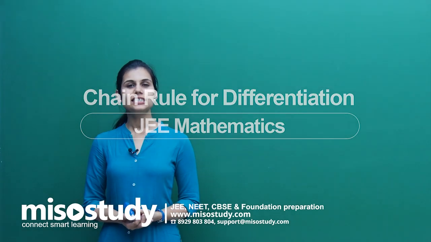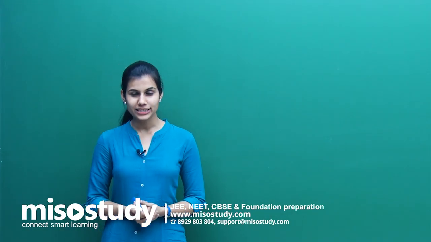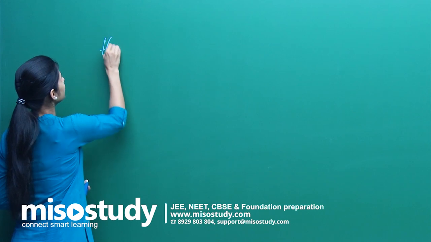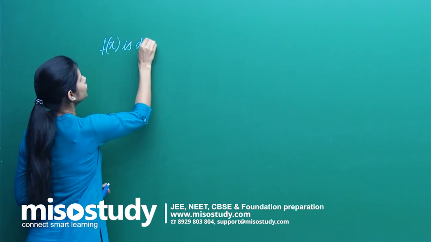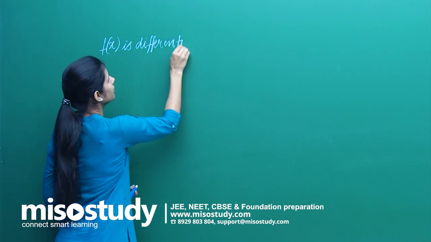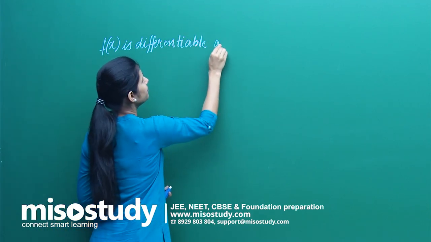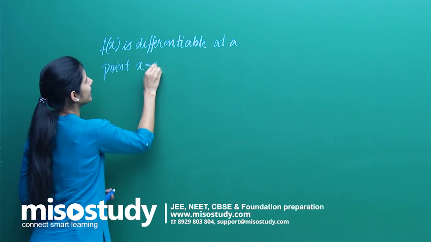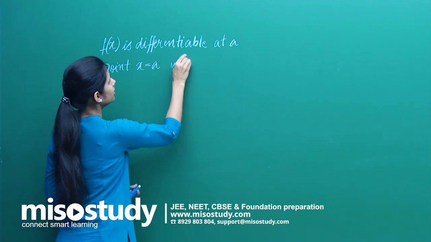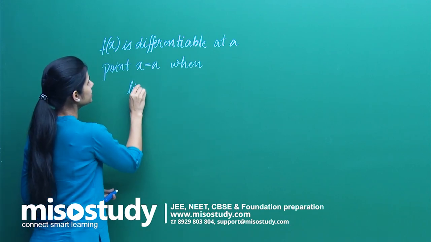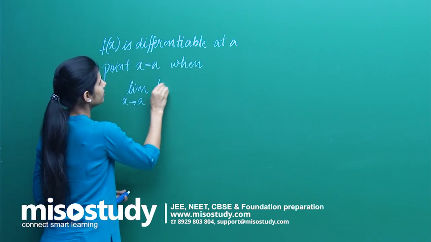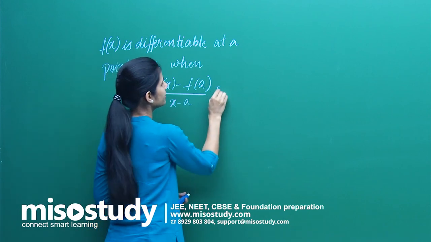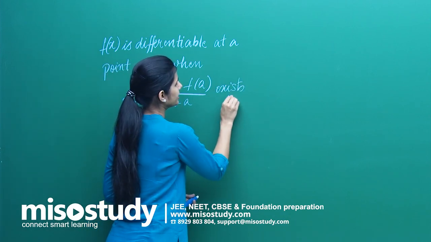Class, let's quickly revisit the definition of differentiability of a function at a point and then continue with our session from where we left in the last lecture. I say a function f(x) is differentiable at a point x equals a of its domain when limit x tends to a, f(x) minus f(a) upon x minus a exists finitely, right?